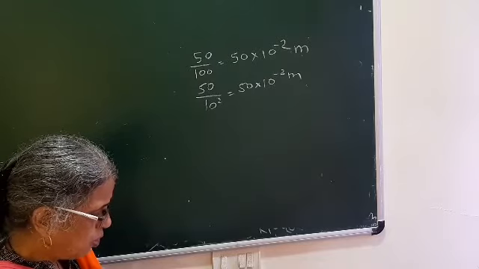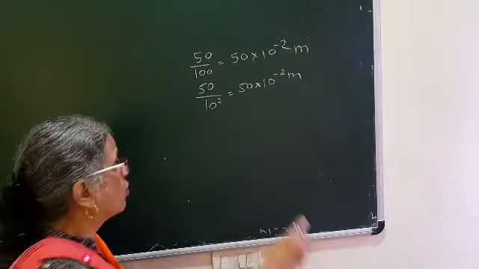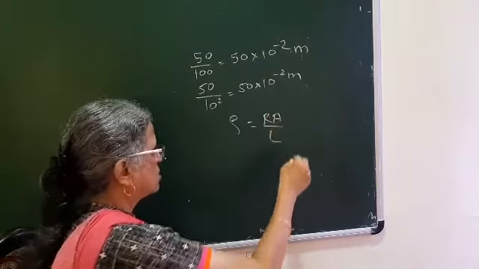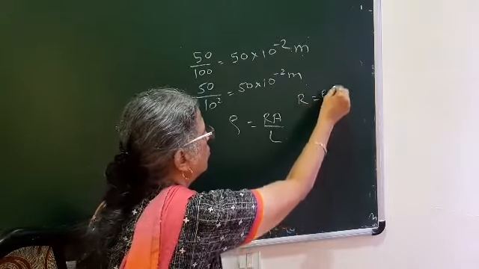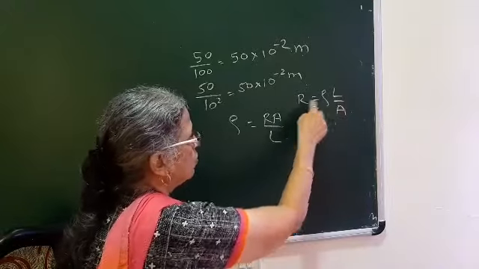Resistance is 30 ohm. We are going to find out resistivity by the formula rho equal to RA upon L. Followed? Which is the same formula which we have, R is equal to rho L upon A. So RA upon L will give you rho, same formula.